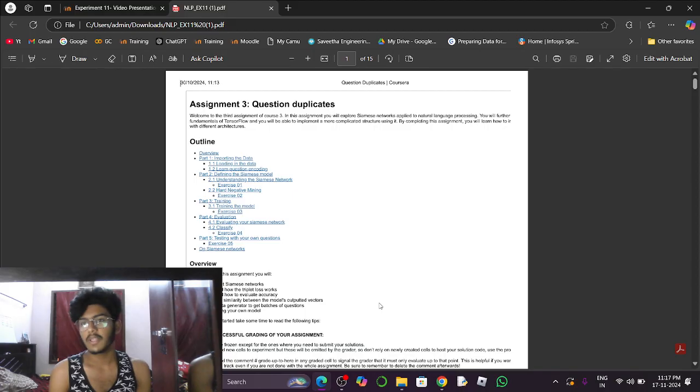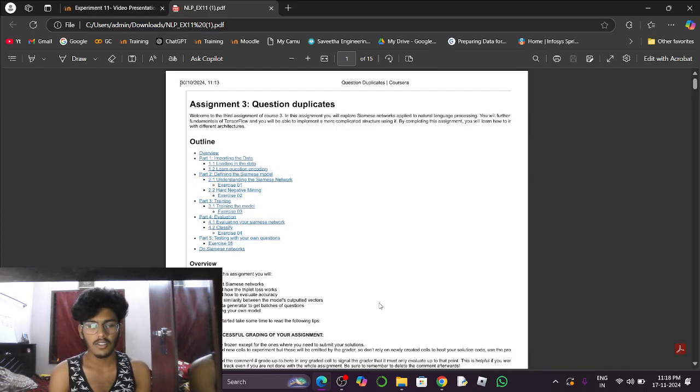So I am here to walk you through what Siamese networks are and how we are implementing them for question duplicates. Let's get to the objective first. Number one, the objective of the experiment. The main goal of this experiment is to use Siamese networks to identify whether two given questions are duplicates or not. This is a common problem in natural language processing that can help reduce redundancy on question answering platforms like Quora, etc.